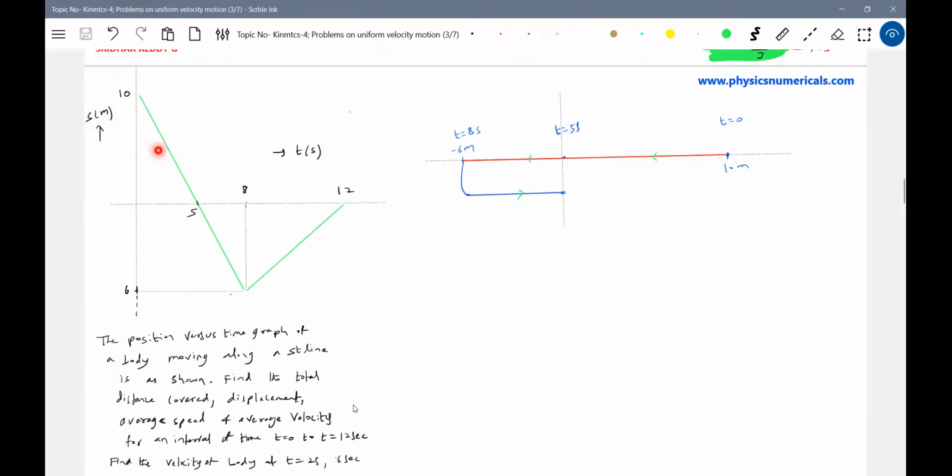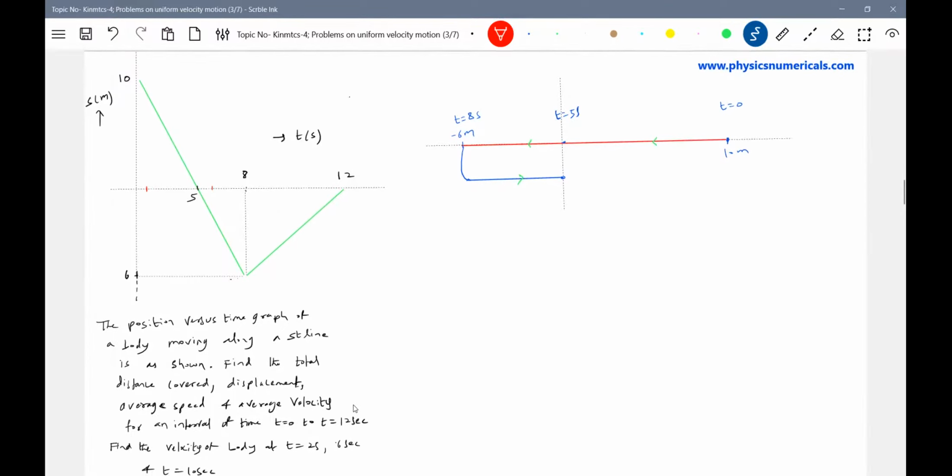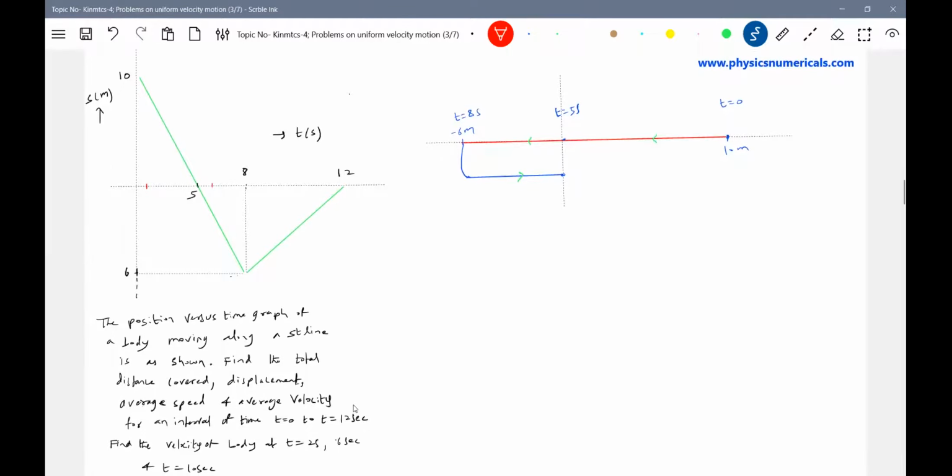Then look at the slope, the slope is negative. Slope negative means velocity should be towards left. So what is the velocity at this point? Somewhere here, 2 seconds it is asking. Then 6 seconds it was asked. Then 10 seconds. At these instants of time, we should calculate the velocity. So for that, I think we'll just take the slope.